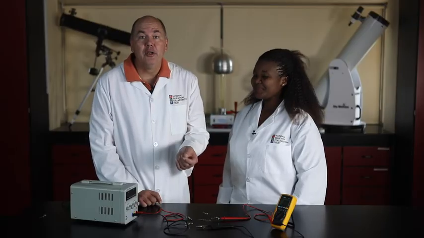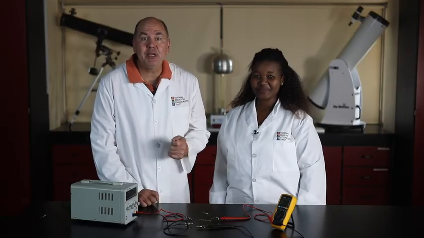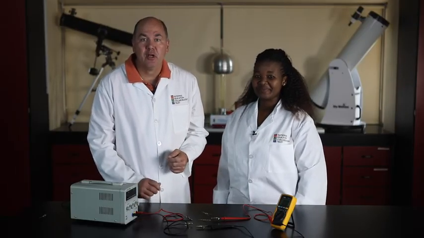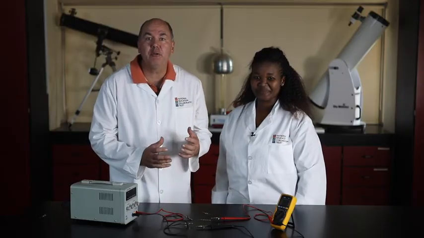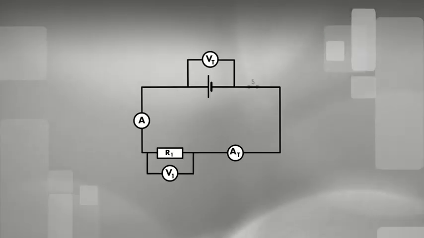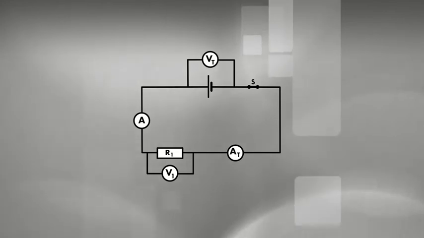Let's move on to setting up and taking readings of the parallel circuit. Learners, we are now working with part 2 of your worksheet. The first circuit that we set up is a circuit with one resistor in it, so that we can calculate the resistance of resistor R1.